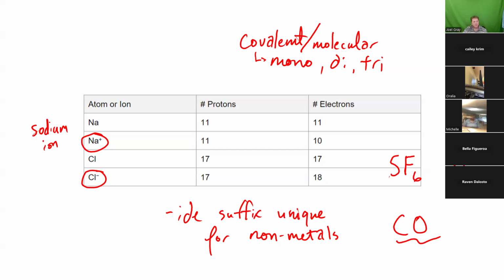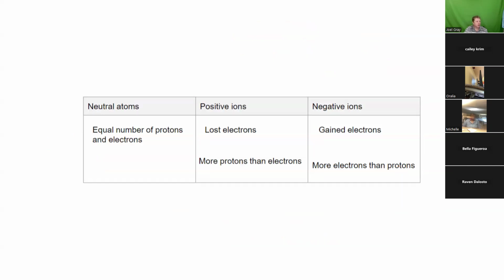Okay, so prefixes, we use those when we talk about covalent or molecular compounds. We do not have to use them when we talk about ionic compounds, sodium chloride, for example. Now, that's all relevant and interconnected to looking at a structure and putting together a structure and thinking about ions.